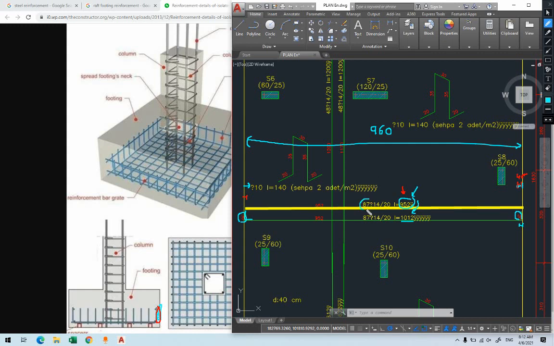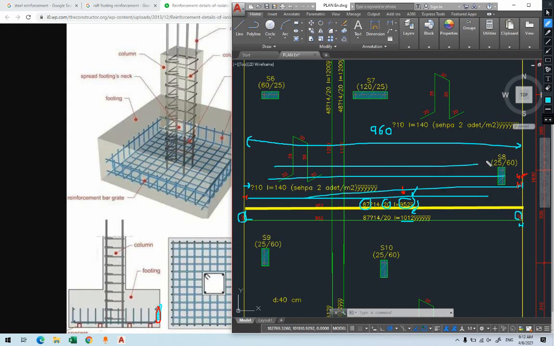The number of them, 87. Now you have the spacing 20. Yes, this will be covered in this way. Yes, you'll put it at the top like this. You put it at the top.